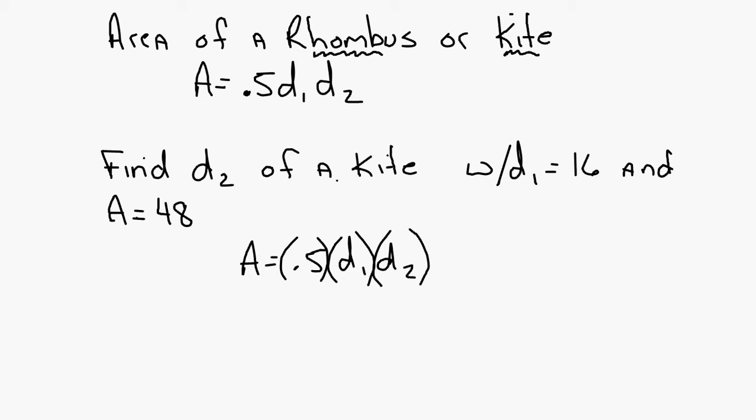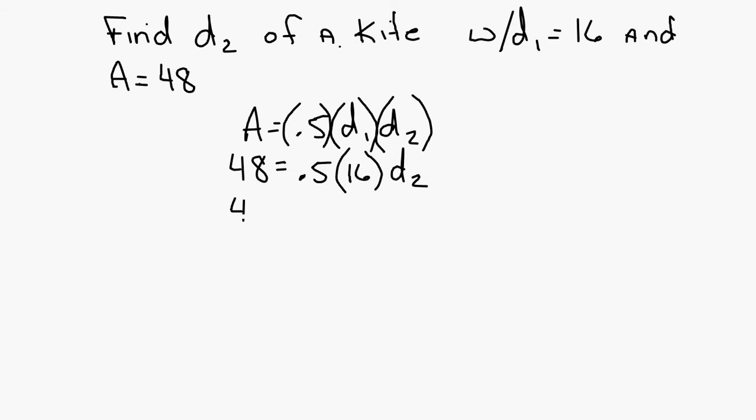All right, so replace the A with 48 equals 0.5 times D1, which is 16, times D2, which is what you're looking for. So then solve for D2. 48 equals 0.5 times 16 is 8 D2. Divide both sides by 8. 6 equals D2.